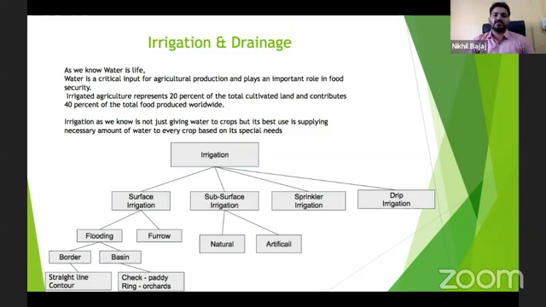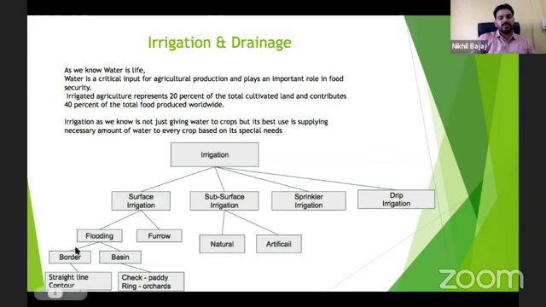The surface irrigation is further divided into flooding and furrow irrigation. Flooding irrigation is mainly used in crops like rice, where we need more water for growing such crops. Furrow irrigation is also used where flooding can be used only where the land is flat or curved, because if the land is not curved or flat, the water will just pass away.